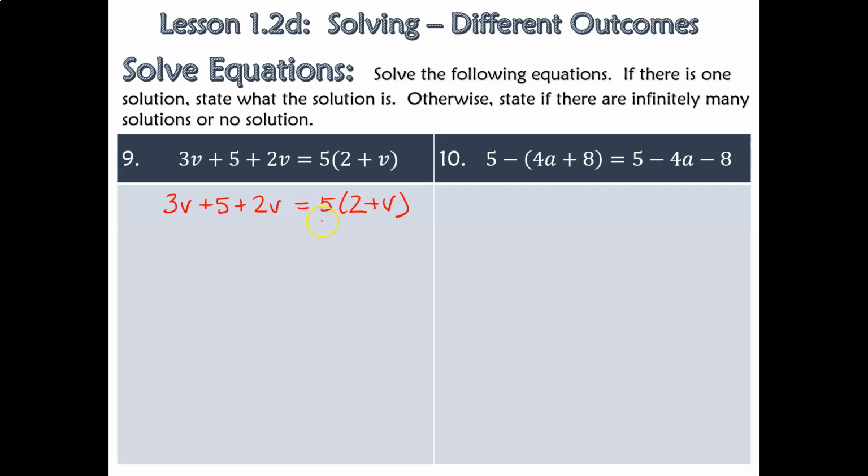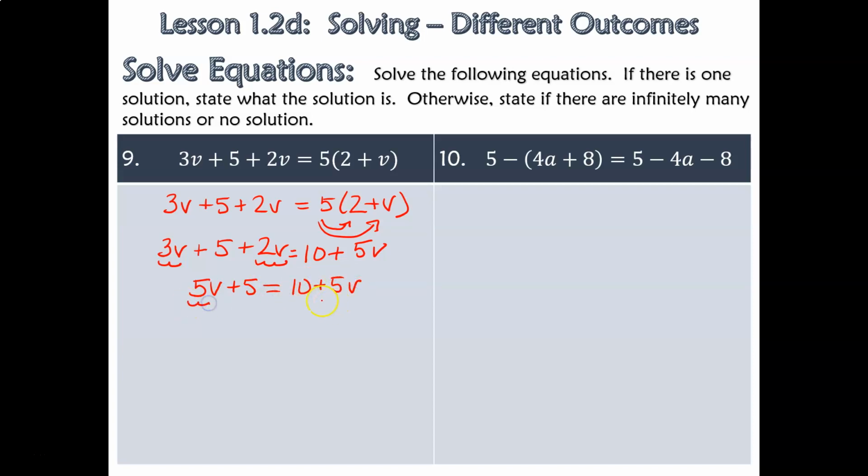All right, so let's distribute first before we do anything. So I'm going to copy this left part down. So I have 5 times 2 is 10. 5 times v is 5v. Okay, so I'm going to combine these. So 3v and 2v is 5v plus 5 equals 10 plus 5v.